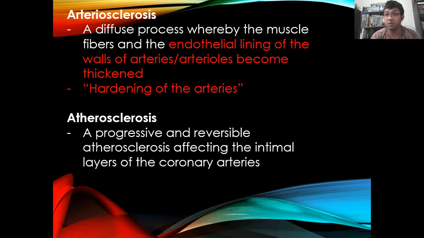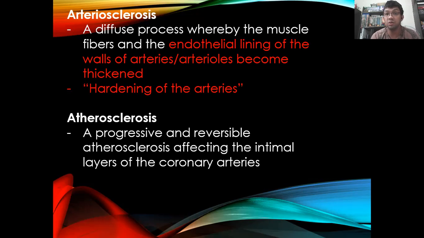So arteriosclerosis. To differentiate it from atherosclerosis, this is a diffuse process whereby the muscle fibers, the smooth muscles of the arteries, and the endothelial lining of the walls of the arteries and the arterioles become thickened. In short, there's hardening of the arteries, so there's stiffness of the arteries. If there's stiffness, the arteries become constricted and the blood flow will be diminished. And arteriosclerosis commonly occurs in patients who have been chronic smokers.